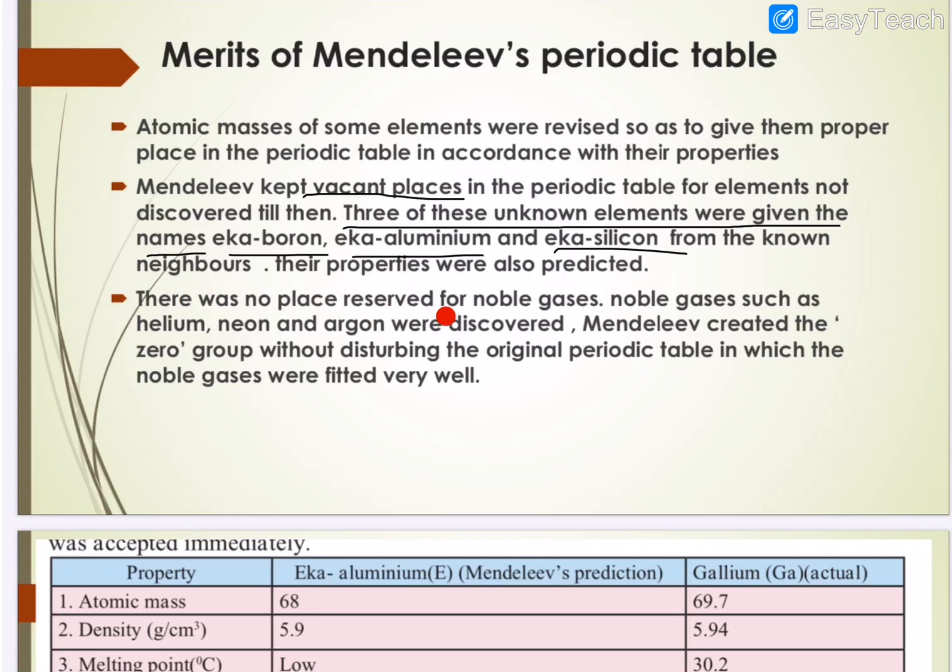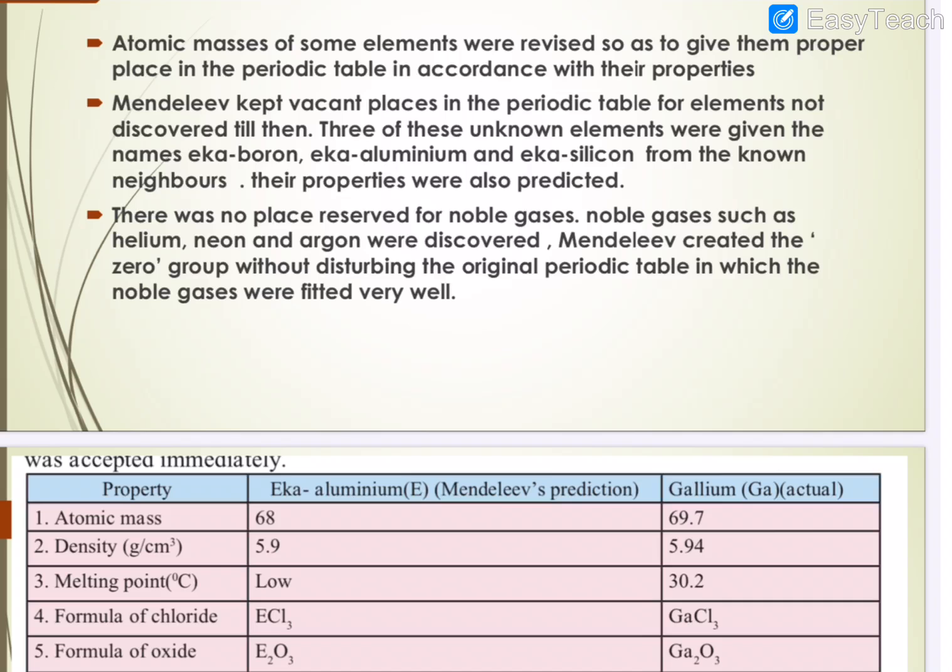Next, there was no place reserved for noble gases. Noble gases such as helium, neon and argon were discovered, so there was no reserved space for noble gases. So Mendeleev created the zero group without disturbing the original periodic table, in which noble gases were fitted very well. So when noble gases were discovered, there was no space reserved for them, but he created the zero group without disturbing the original periodic table.